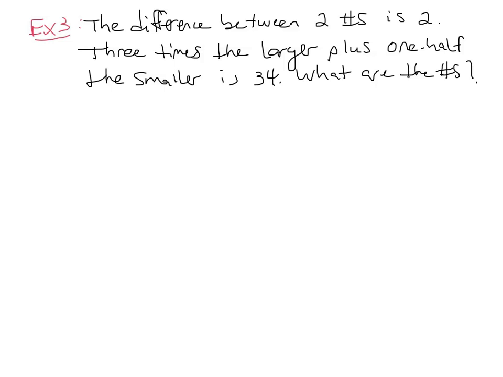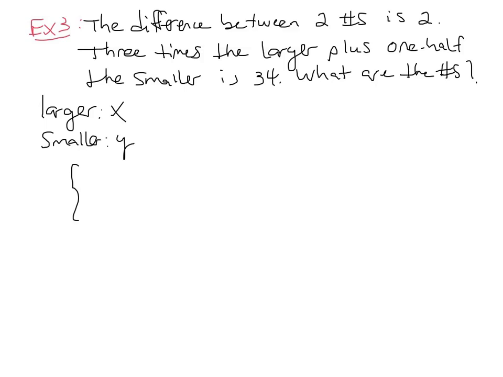Here's a third example solving systems and substitutions. It's a word problem. It says the difference between two numbers is 2. 3 times the larger plus 1/2 the smaller is 34. What are the numbers? Alright, so let's define our variables as larger and smaller. And it doesn't matter what you call them. I'll let the larger be x and the smaller be y.